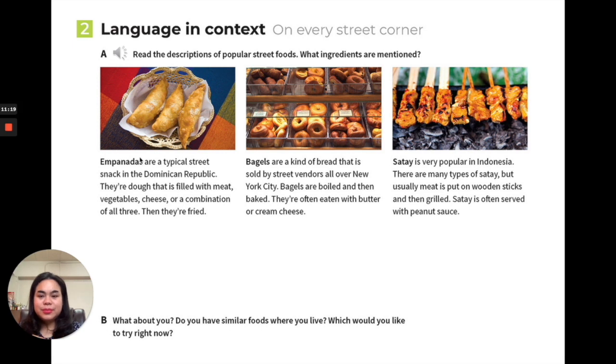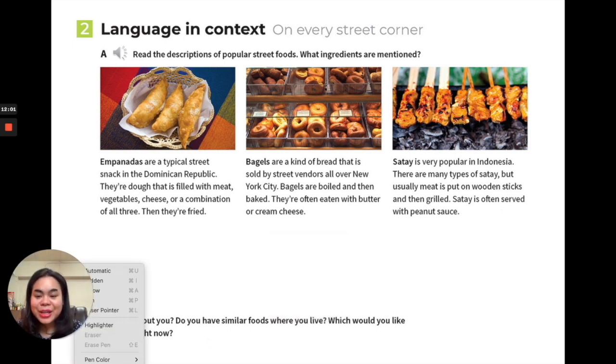Empanadas are a typical street snack in the Dominican Republic. They're dough that is filled with meat, vegetables, cheese, or a combination of all three. Then they're fried. Bagels are a kind of bread that is sold by street vendors all over New York City. Bagels are boiled and then baked. They're often eaten with butter or cream cheese. Satay is very popular in Indonesia. There are many types of satay, but usually meat is put on wooden sticks and then grilled. Satay is often served with peanut sauce.